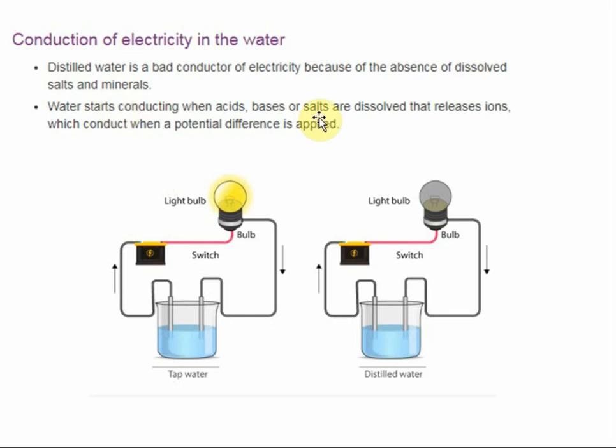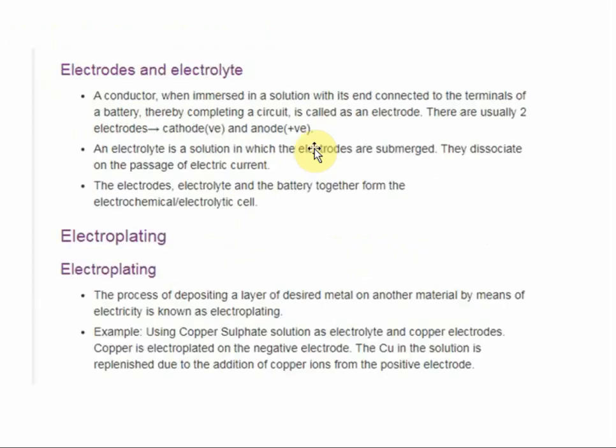Because distilled water is a bad conductor of electricity because of the absence of dissolved salts and minerals. So it does not have any ions in it. So that's why whenever we add salt to it, it gets converted into a conducting liquid and then it can conduct the electricity.